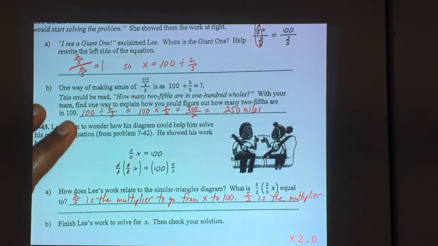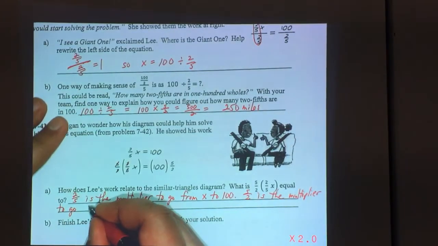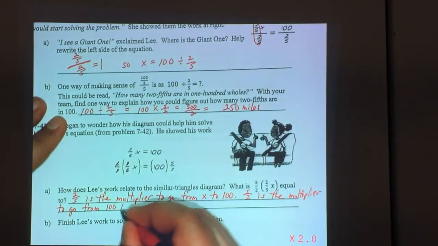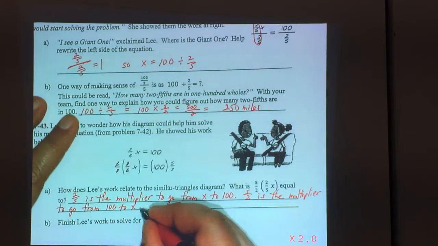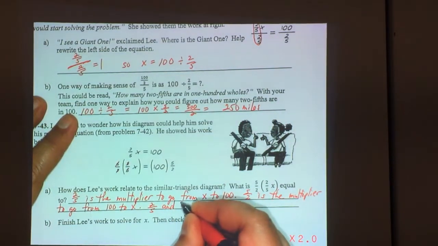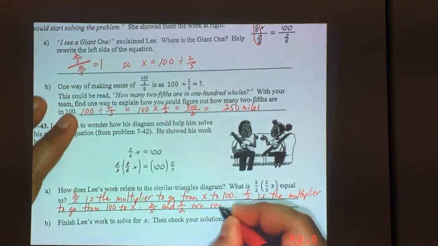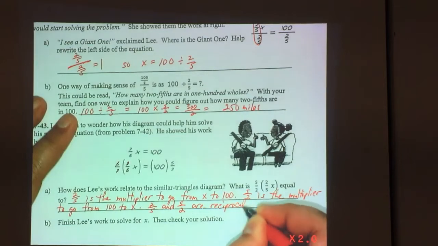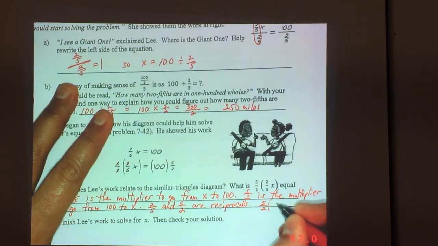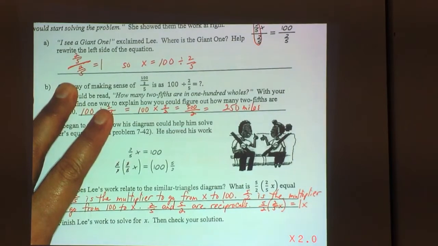Can I make it fit? Can you see that? Yes. 5 over 2 is the multiplier to go from 100 to x, because we're going the other way. 2/5 and 5 over 2 are reciprocals. So 5 over 2 times 2/5 x will just give me 1x, or you could just say x.